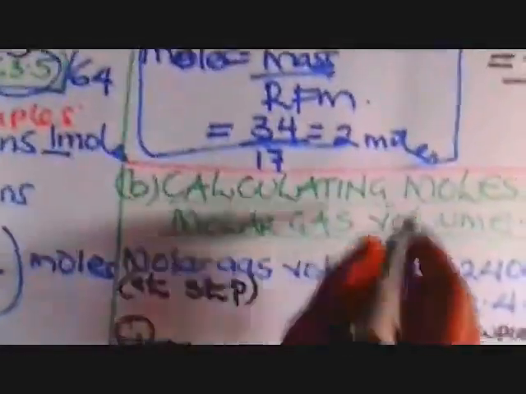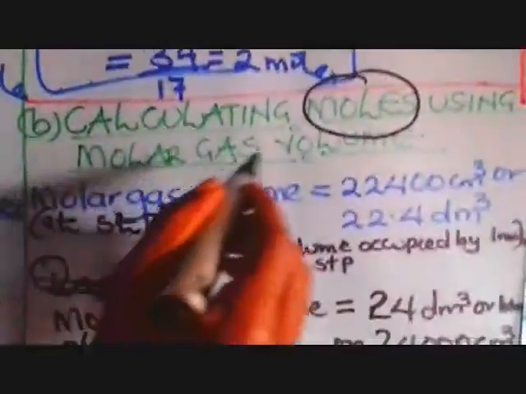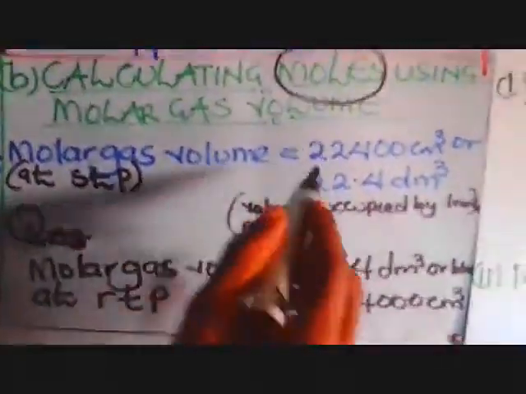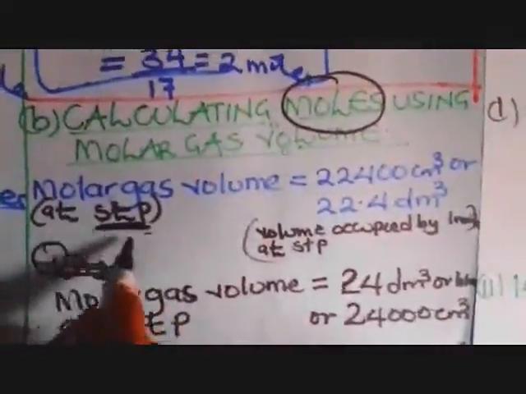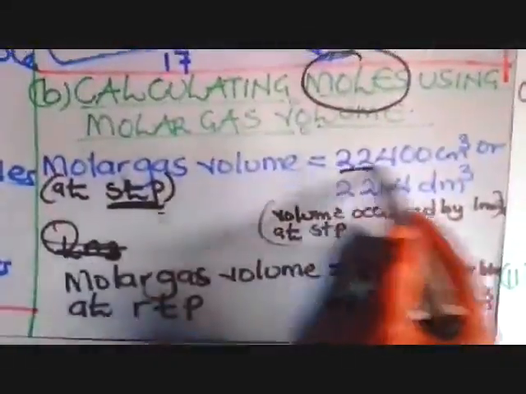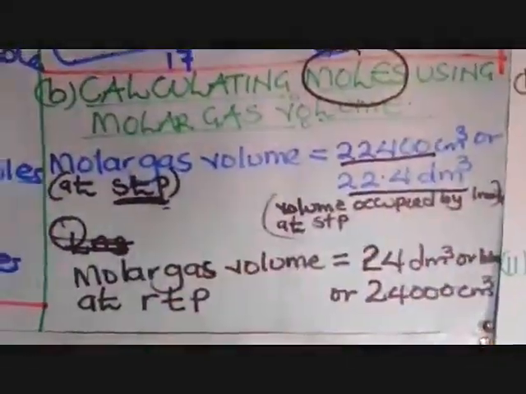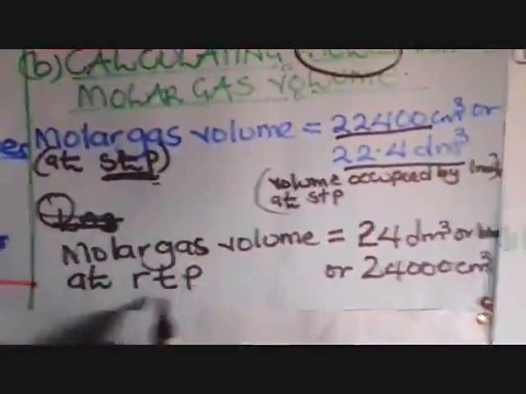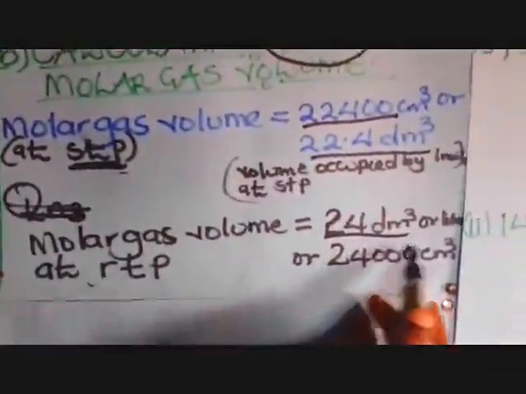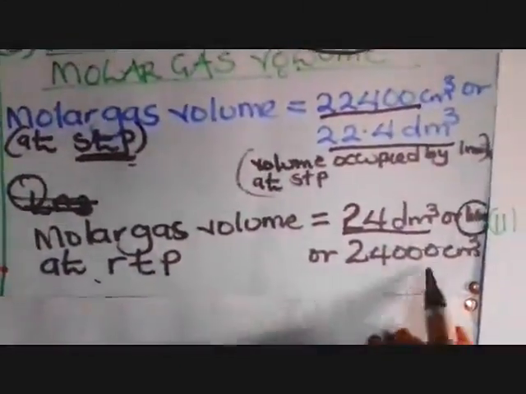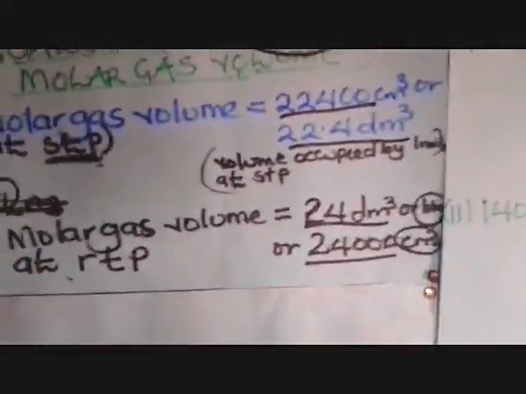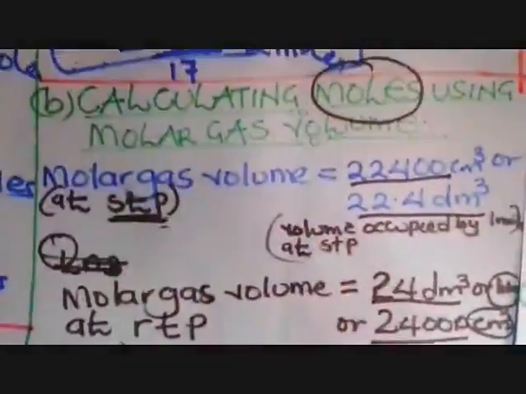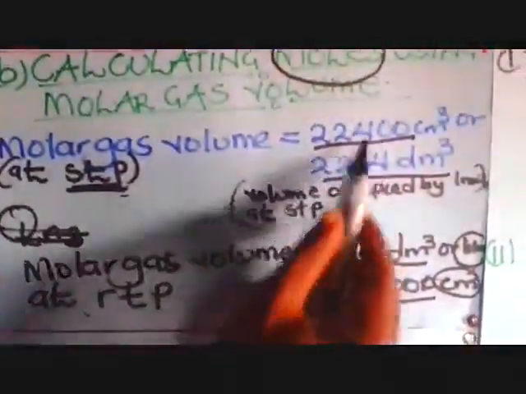Now this one was part A of calculating moles from mass. Then we want to see how we can get moles from molar gas volume. Members, molar gas volume at standard temperature and pressure, what you call STP. Then if it is at RTP or room temperature, it is 24 decimeters cubed. Remember, a decimeter cubed is equivalent to a liter. Or it can even be 24,000 cubic centimeters. So as we have been using the RFM, this time we are going to drill more on the molar gas volume.